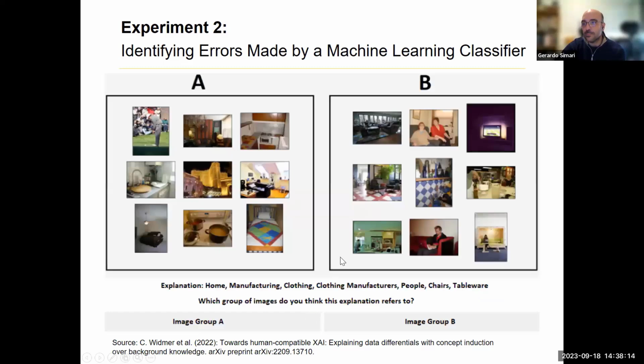So in this case, the task looks like this. Which group of images do you think this explanation refers to? And they give the explanation, which is also essentially a sequence of terms. In this case, it's referring to group B because it's referring to people, chairs, tableware, things where manufacturing is going on here. And if you look at these images, it's not quite as related.